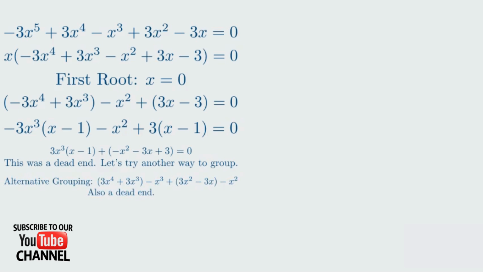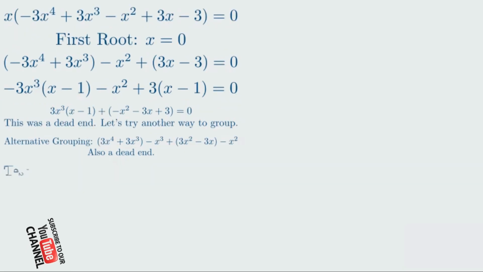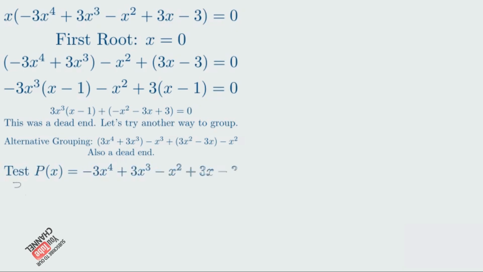Let's use the rational root theorem to test for integer roots. If there's an integer root, it must be a divisor of 3. So, we test plus or minus 1 and plus or minus 3. Testing x equals 1 in the quartic equation gives us negative 3 plus 3 minus 1 plus 3 minus 3, which equals negative 1. So, 1 is not a root. My apologies, I made a mistake in the expansion. Let's go back and correct it.